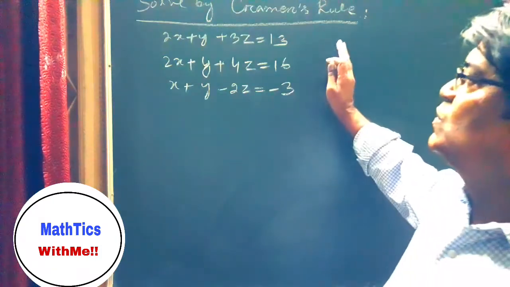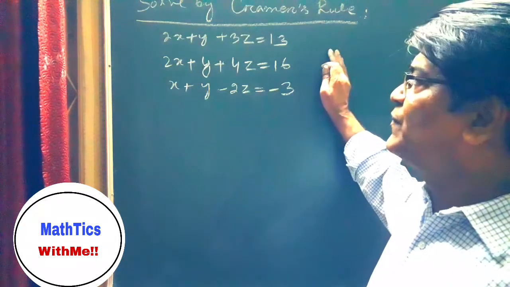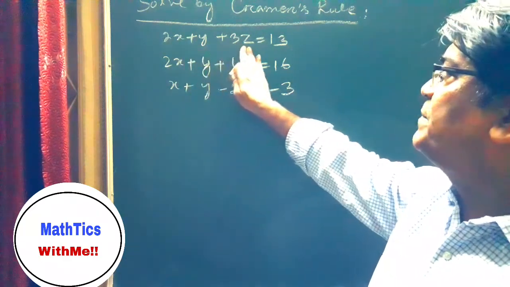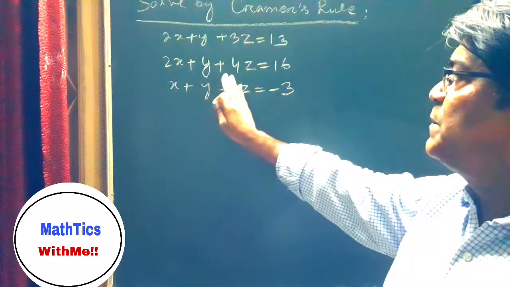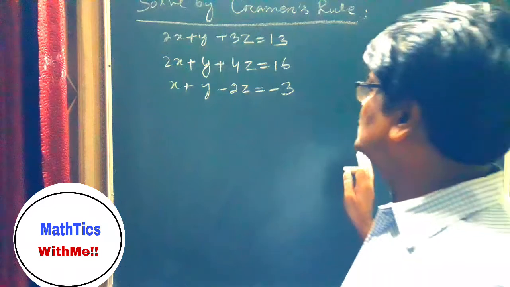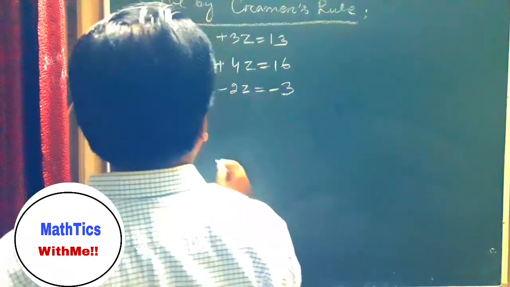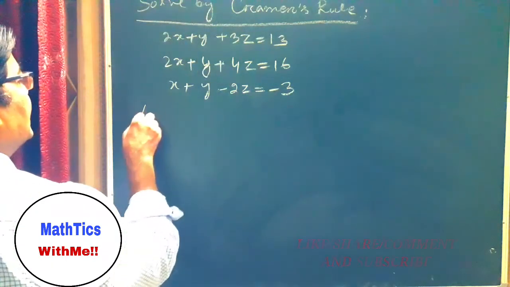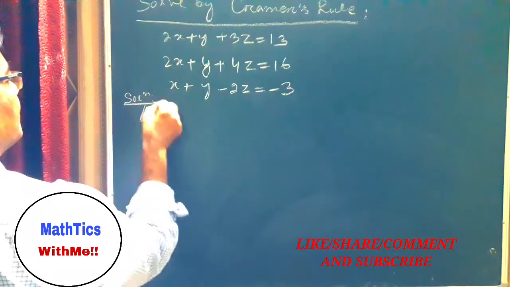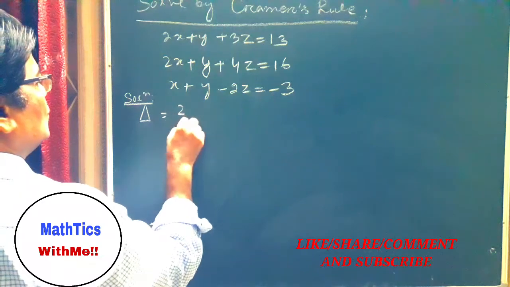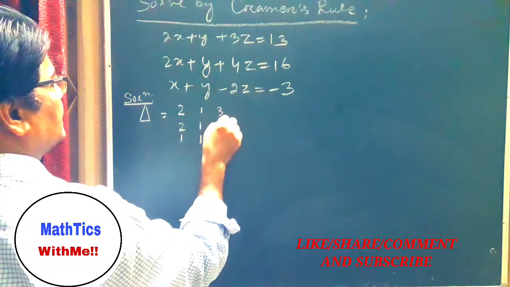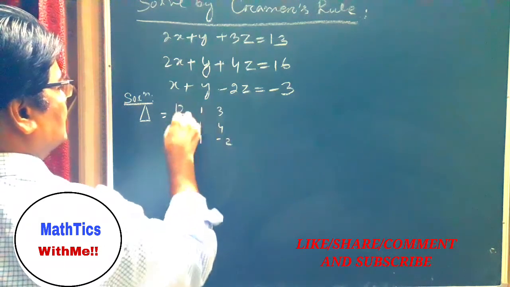We have to solve this problem by Cramer's rule. The system of linear equations given is 2x + y + 3z = 13, 2x + y + 4z = 16, x + y - 2z = 3. So let us find first delta. This is the solution, which is equal to the determinant 2, 1, 3; 2, 1, 4; 1, 1, -2.